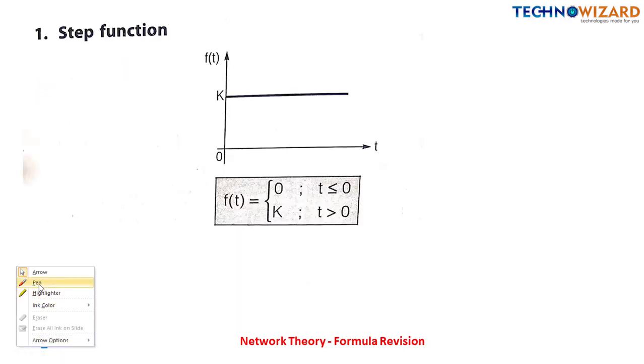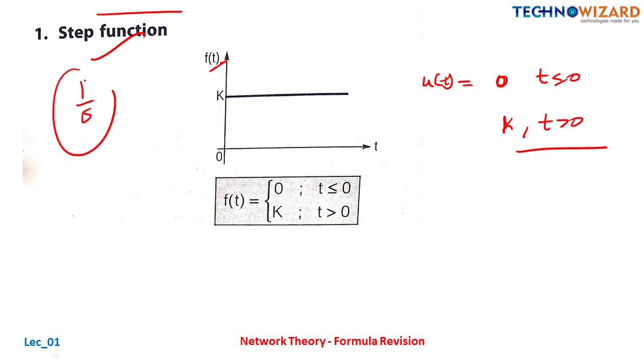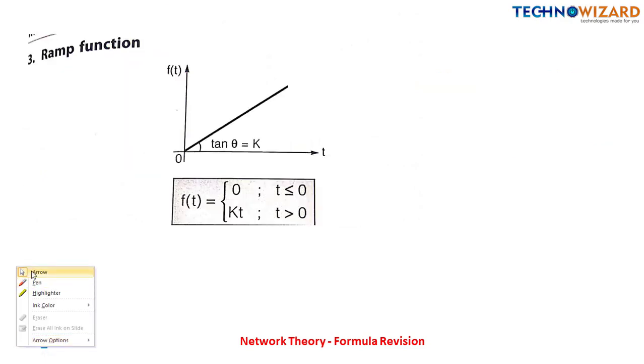Okay. Now these are some standard input signals. First is the step function. Now the step function is defined by U of t. Here this is f of t, but it is generally defined as U of t. It is 0 for t less than or equal to 0, and 1, or you can say k, for t greater than 0. Remember this. This is a step function, and the Laplace transform of the step function is 1 upon s. Okay, 1 upon s. Now second one is the ramp function.